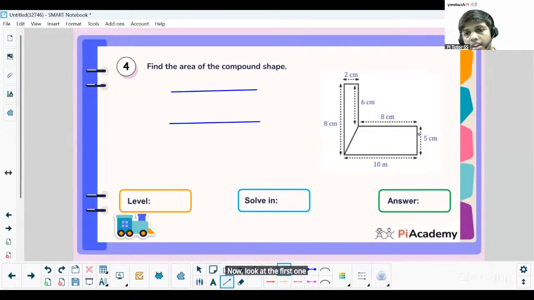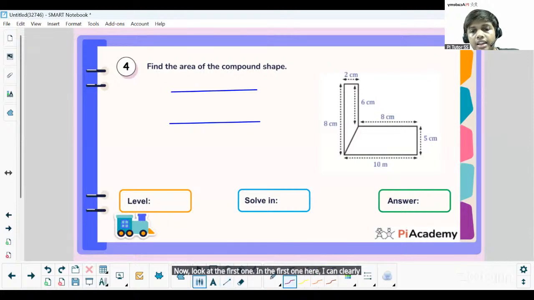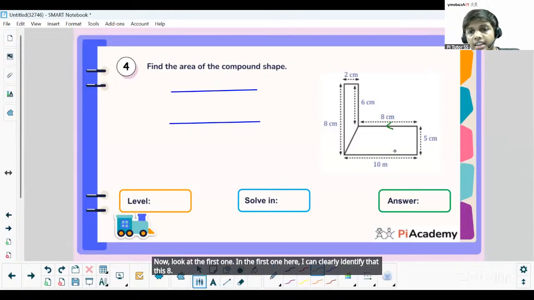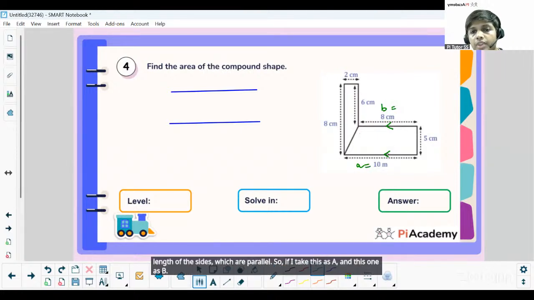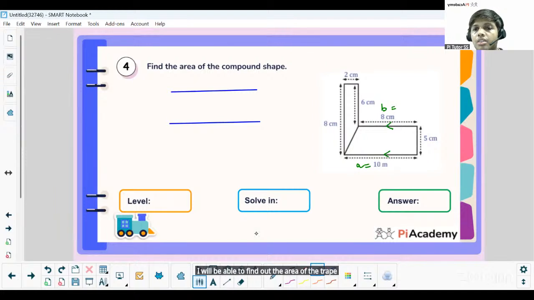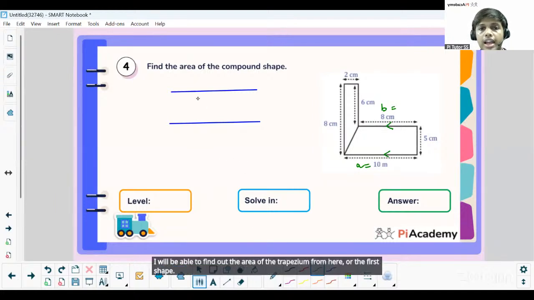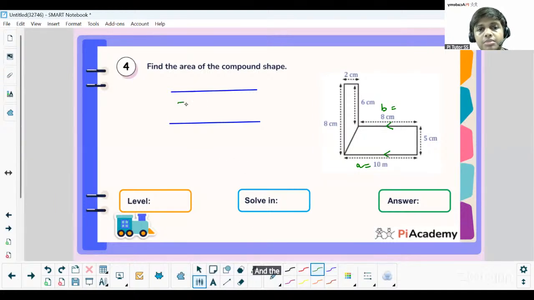Now look at the first one. In the first one, I can clearly identify that this 8 and this 10, both of them are going to be the lengths of the sides which are parallel. So if I take this as A and this one as B, I will be able to find out the area of the trapezium for the first shape. The area of the trapezium becomes half times of A plus B times height.